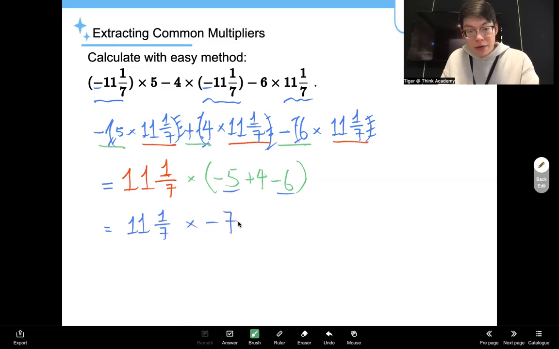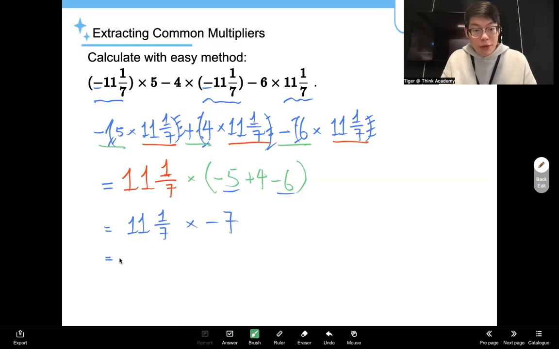multiplying -7. And do I want to do that directly? Yeah, of course I can. I can just try to multiply the -7 to both the numerator, like both the fractional part and the number part of this mixed number.